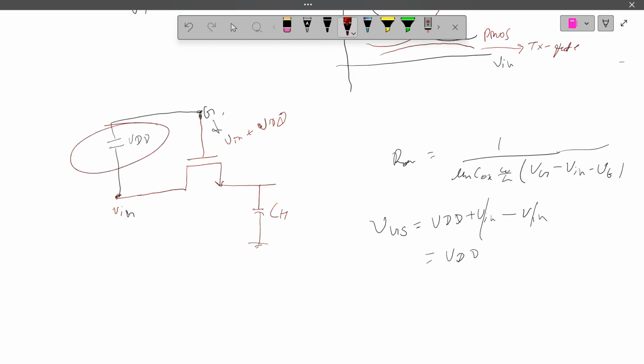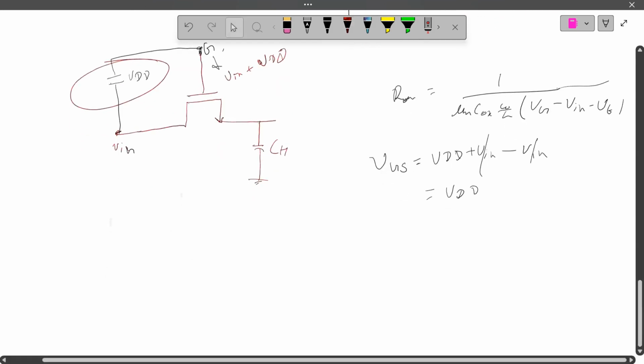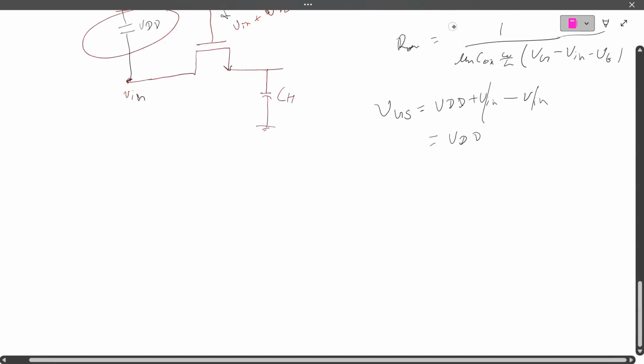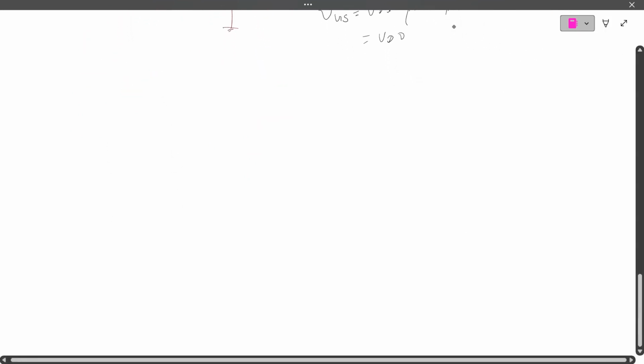Here we again add a switch which will charge the capacitor through some input. So I'm going to design that kind of circuit here. So just taking the NMOS switch.